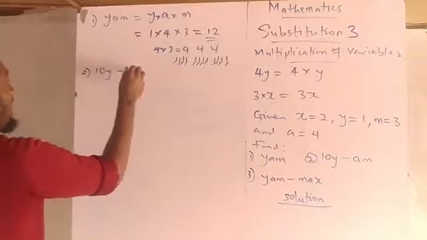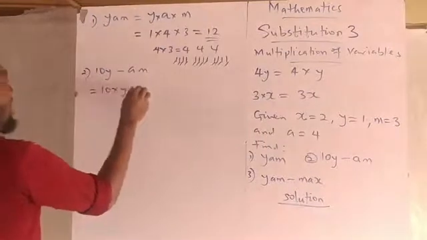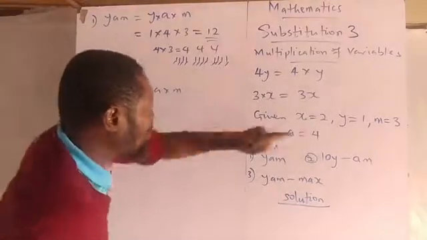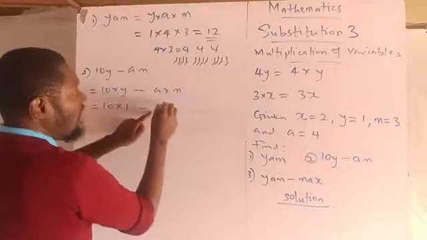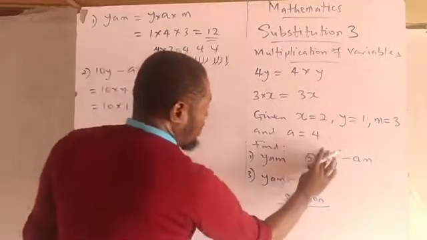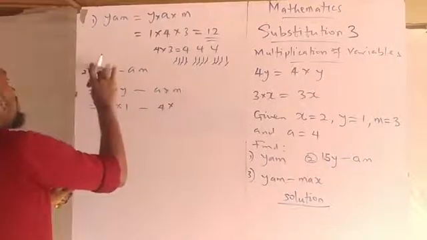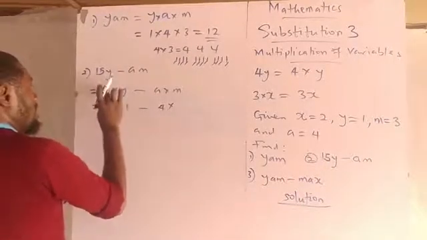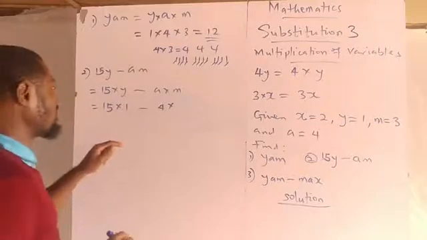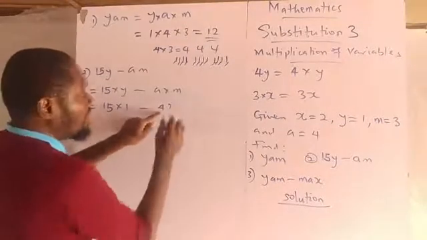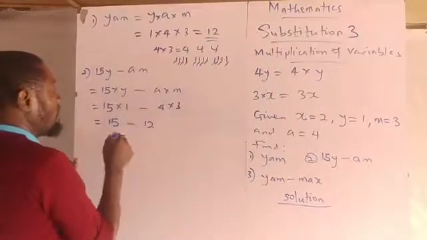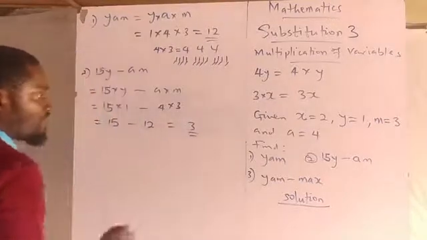10y minus am. 10y means 10 times y, minus am means a times m. I'm going to change this number, please, to 15y, because I don't want you to have a negative result. So we have 15 times 1 minus 4 times 3. This will give us 15 minus 4 times 3, which is 12. Now 15 take away 12, your answer will be 3. So our answer in number 2 is 3.